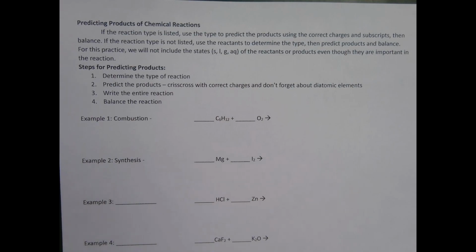Today we're going to look at predicting products of chemical reactions. We're going to be using the reaction type in order to predict products, and then we're going to balance those reactions. If the reaction type's listed, we're going to use that. And if it is not listed, then we're going to figure that out first, and then we're going to determine what the products are with the correct subscripts by using their charges. And then we're going to balance it.